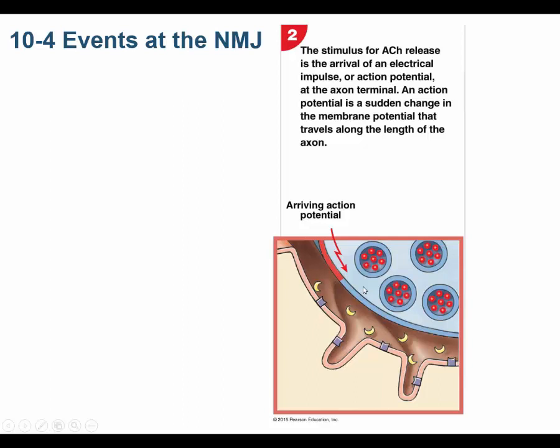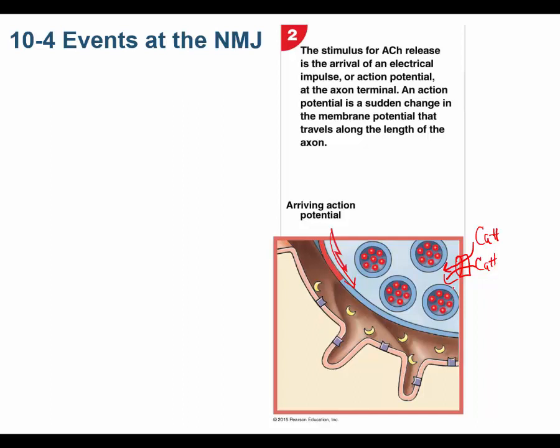What happens is an action potential rushes down the end of the neuron. And when it does that, it opens these channels, which are called voltage-gated calcium channels. And calcium rushes in. So when this action potential comes down, remember what I just said it was sodium rushing into the cell.